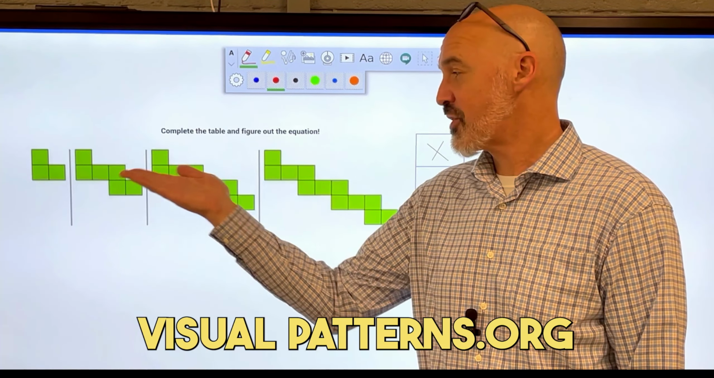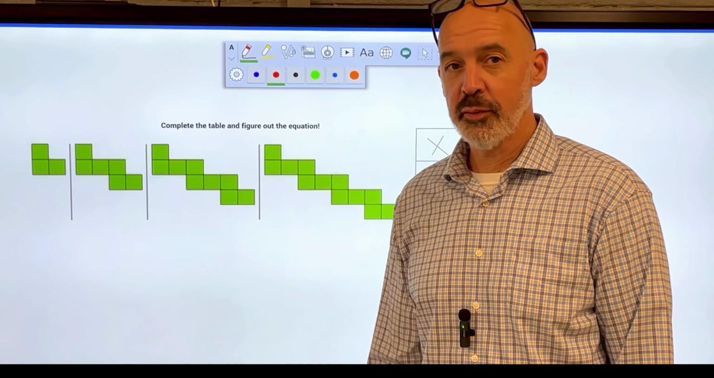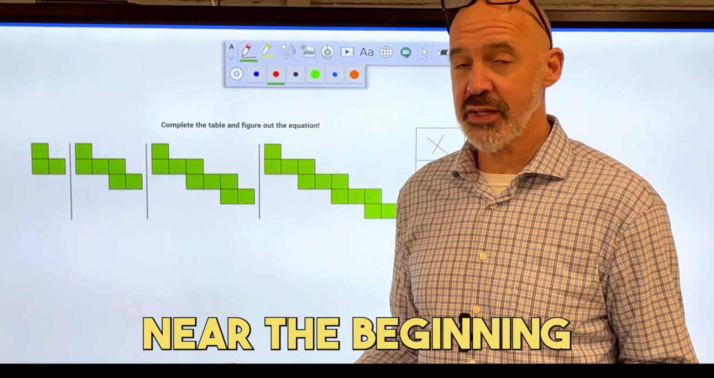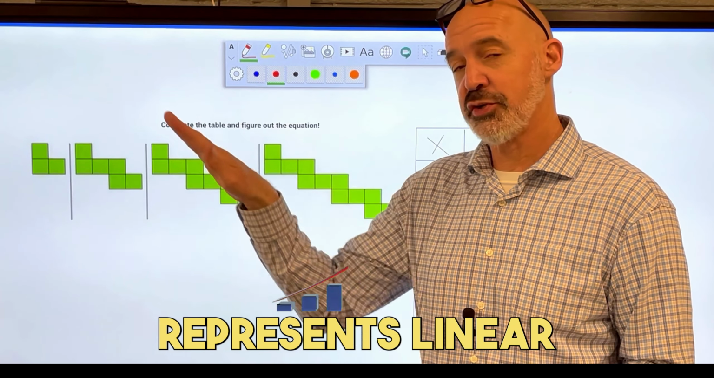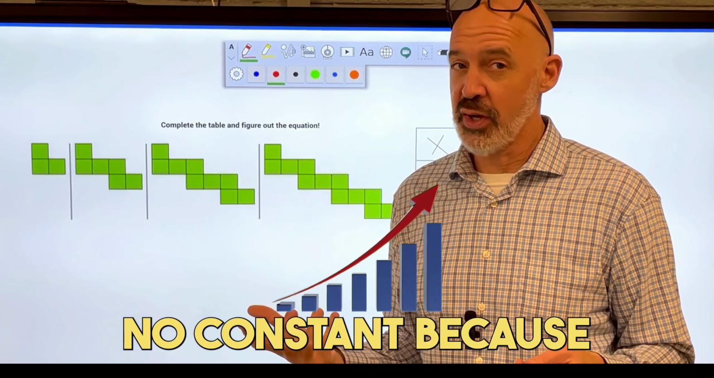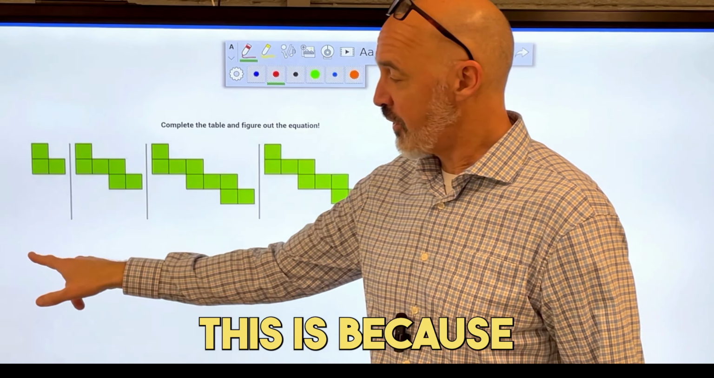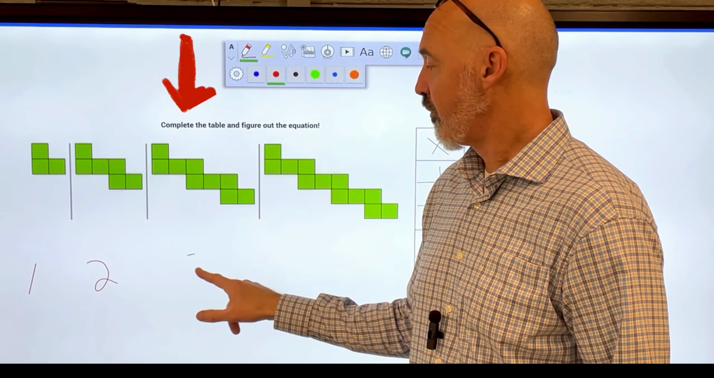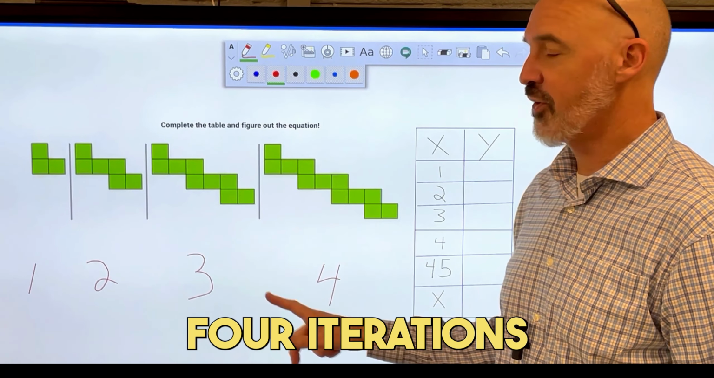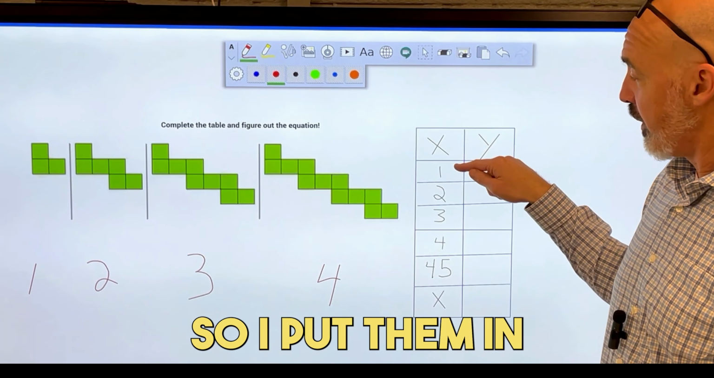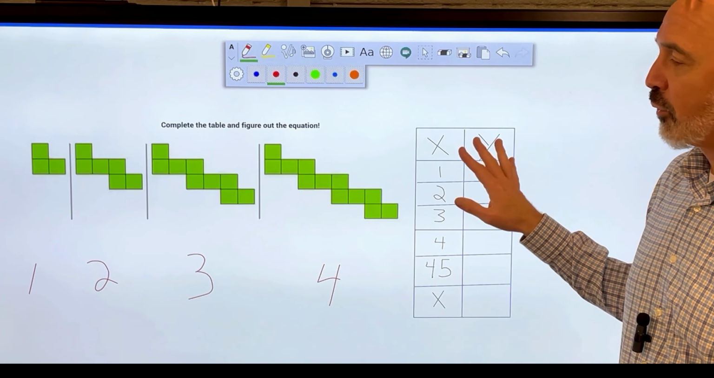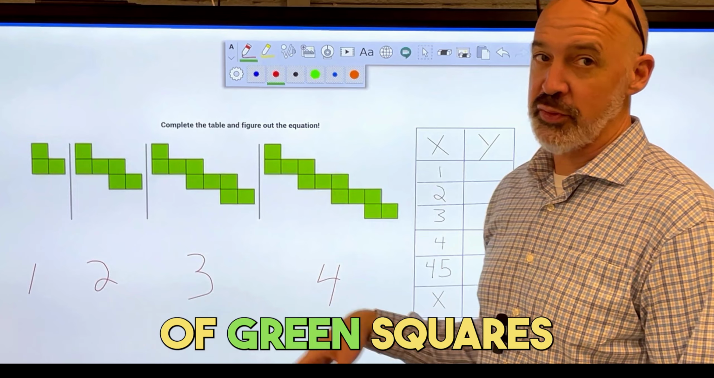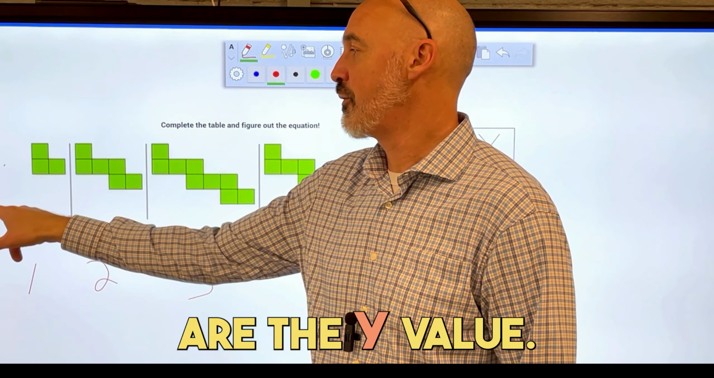Here's another visualpatterns.org puzzle or growing pattern that I like to show kids near the beginning because this represents linear growth and there's no constant. These are the first 4 iterations of the pattern. So I put them in here as 1, 2, 3, and 4. We'll call the iterations the x value, and then the number of green squares are the y value.